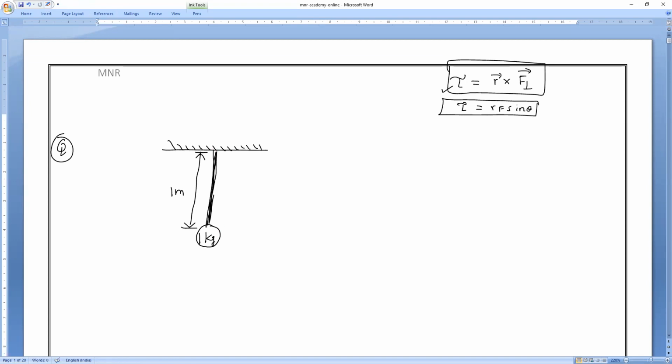Now this bob has been displaced to a certain position, with an angle of 30 degrees. What is that angle? 30 degrees. Now, what is the question? Find the torque of all forces on the 1 kg bob.